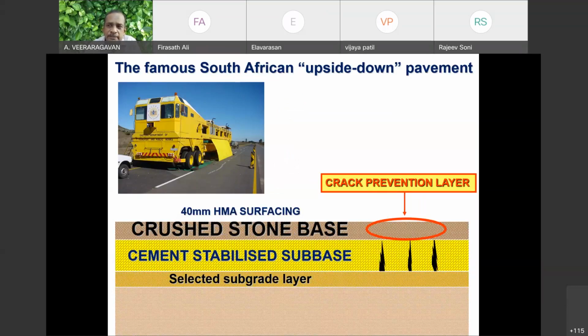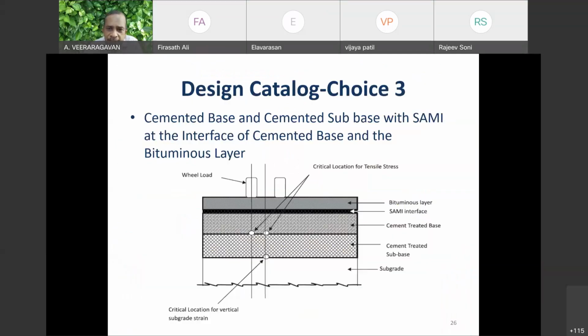So crushed stone base can be considered to be a layer which will prevent the appearance of the crack on the bituminous layer. So the design catalog 3 can be, instead of the granular layer, I can go in for a stress absorbing membrane interlayer, SAMI layer, which is a bitumen impregnated geosynthetic layer. This also will return. So the next challenge before you is, what should be the specification of this SAMI layer? Will it crack? What is the fatigue life of this? What are the specifications of this?